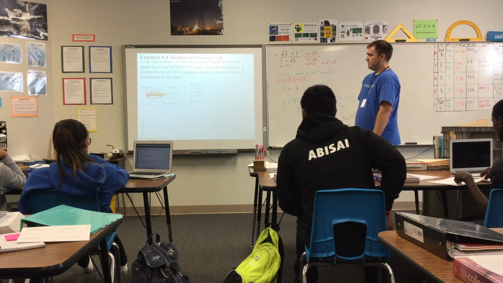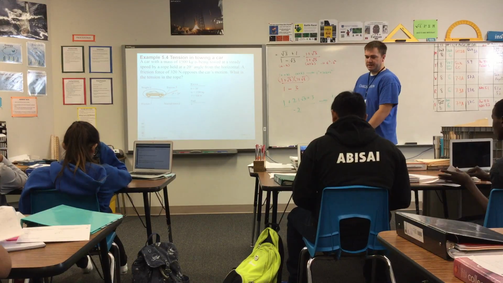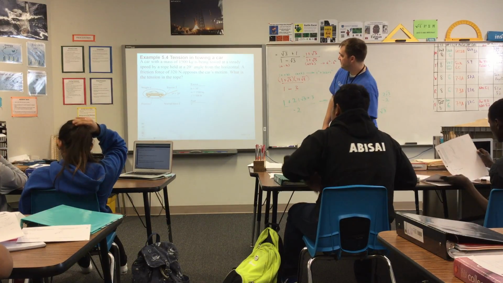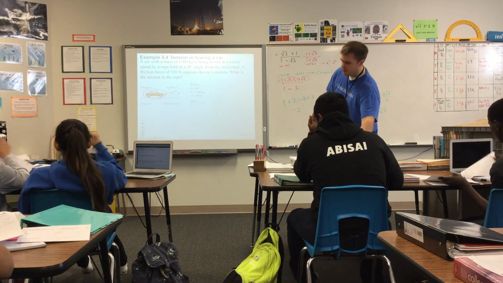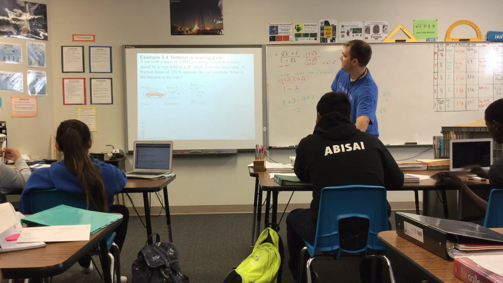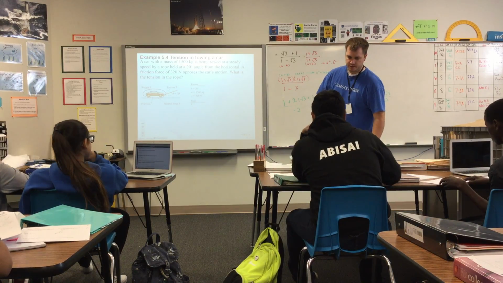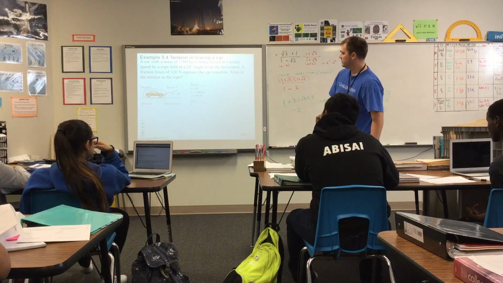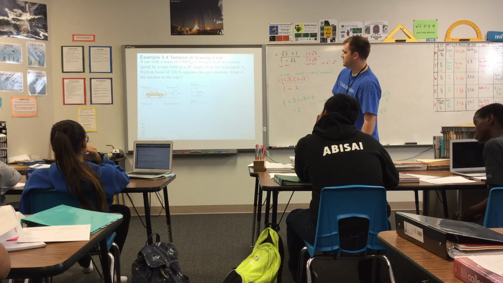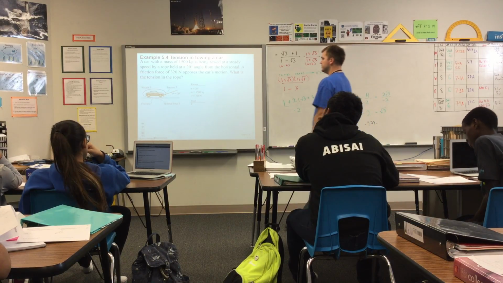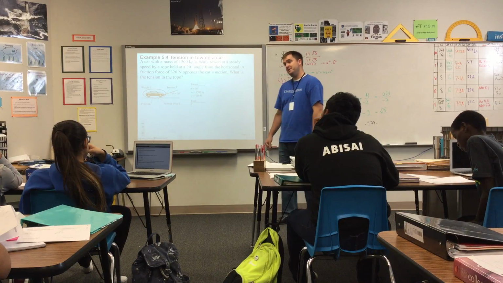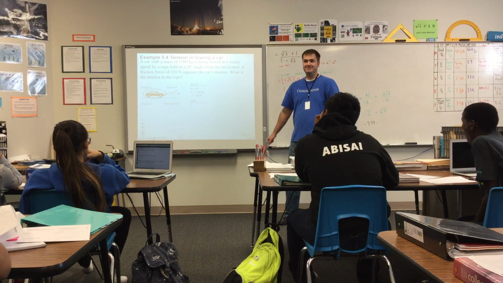Like this one right here. A car with a mass of 1,500 kilograms is being towed at a steady speed by a rope held at a 20-degree angle from the horizontal. A frictional force of 320 newtons opposes the car motion. What is the tension on the rope? Now, does anybody know what the tension on the rope is on this one?